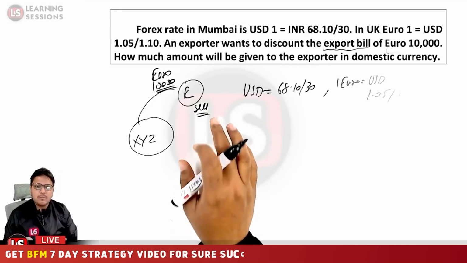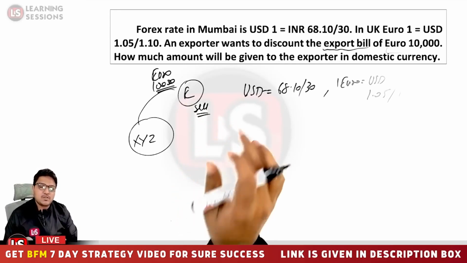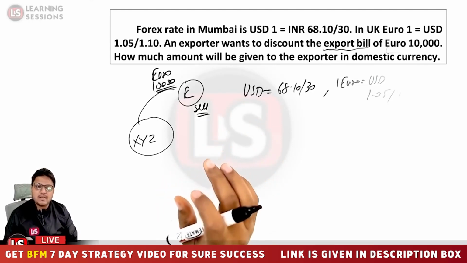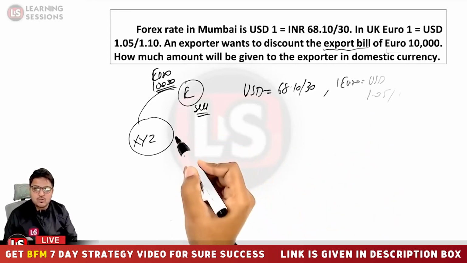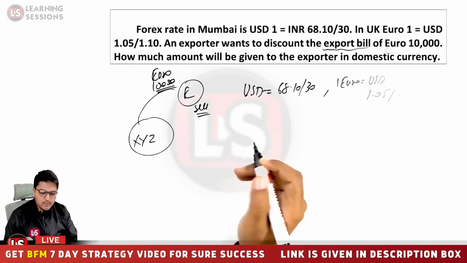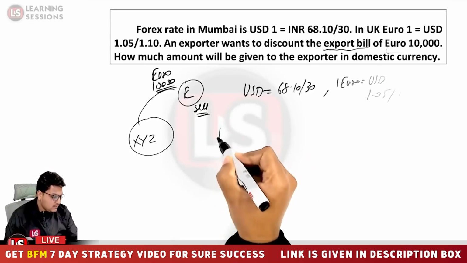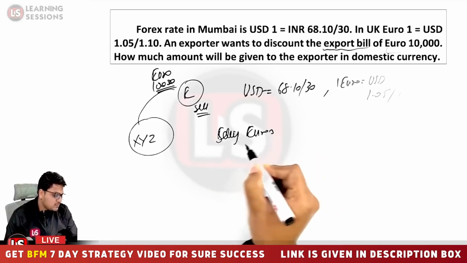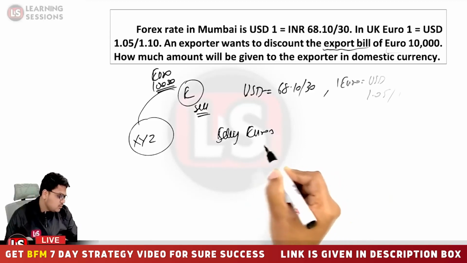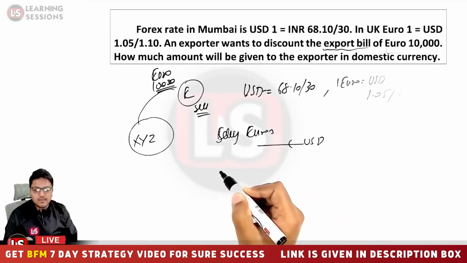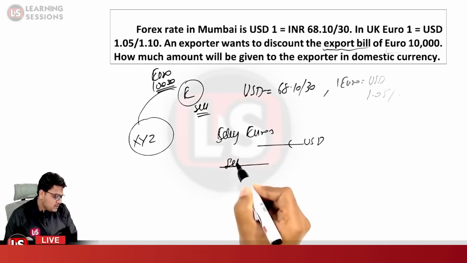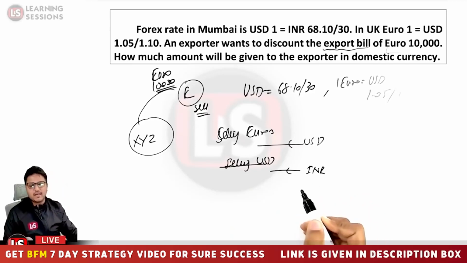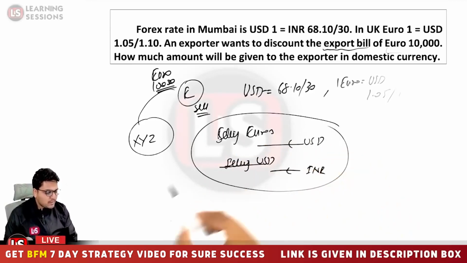Now what the person will be doing, thinking from the customer perspective, is buying the USDs first of all. So what will be the scenario? He wants to sell the euros. What will be the thinking process? He will be selling the euros in USDs, and so he will be getting the USDs. And further he will be selling the USDs and will be getting the INR. So this must be the thinking perspective from the customer point of view.